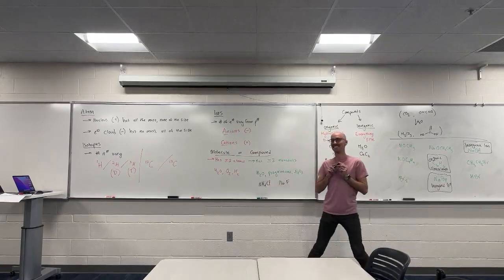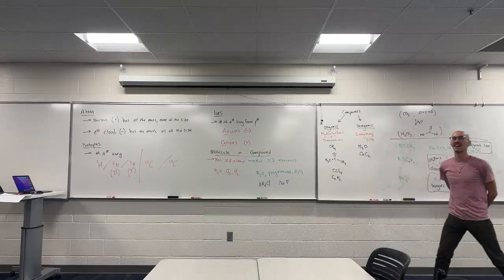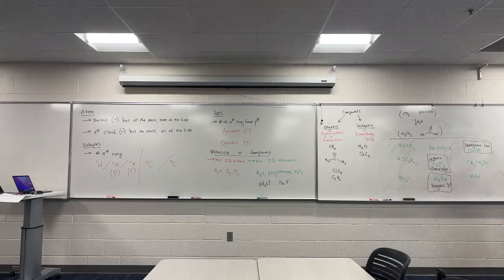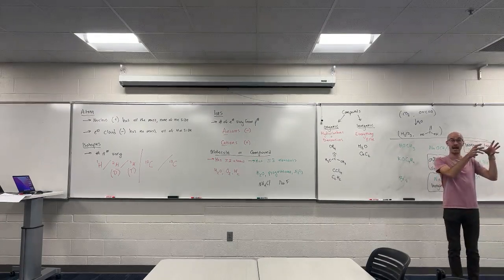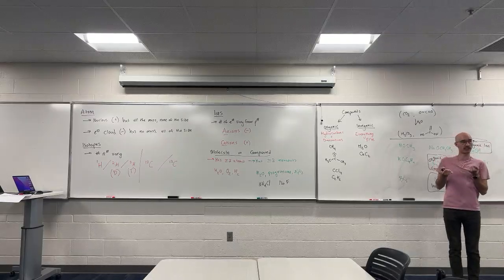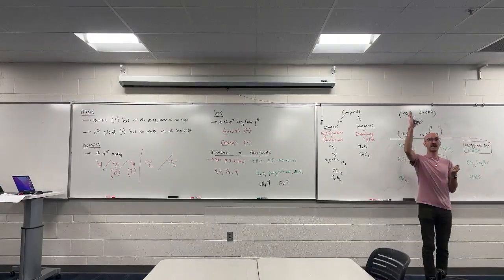If it's a metal and a non-metal, it's usually ionic. Does that sound right, Alyssa? If it's a metal with a non-metal, we know that metals don't hold on to their electrons very strongly, and we know that non-metals pull on electrons very strongly. Think about your electronegativity trends.